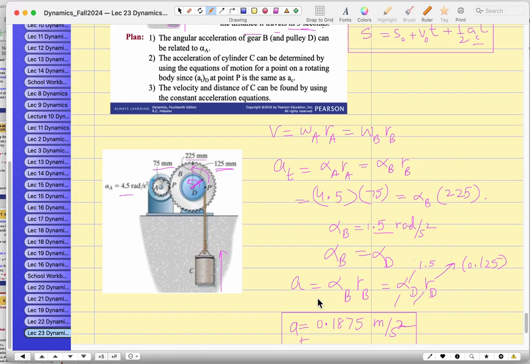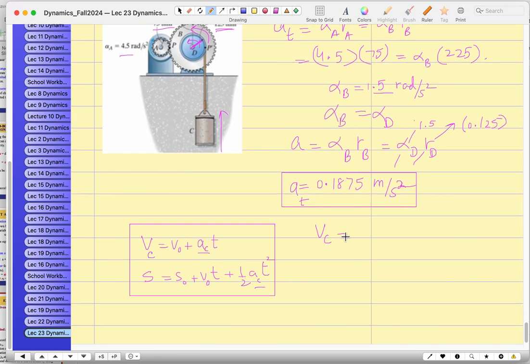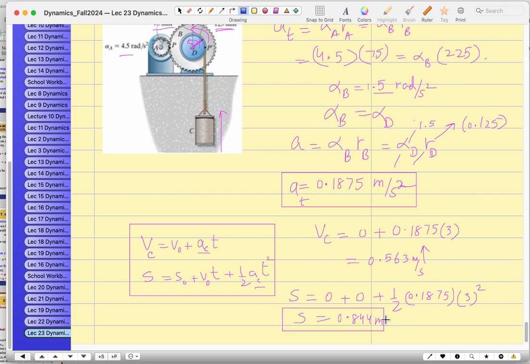Now we have found the acceleration of the block C. Initial velocity is 0 because it is starting from rest. 0.1875 times 3 gives you the velocity of this block C, which is 0.563 meters per second in the upward direction. And the distance it has covered: initially it is 0, initial velocity is 0, so half times 0.1875 times 3 squared. If you solve this, you should get 0.844 meters. This is the distance covered in 3 seconds.